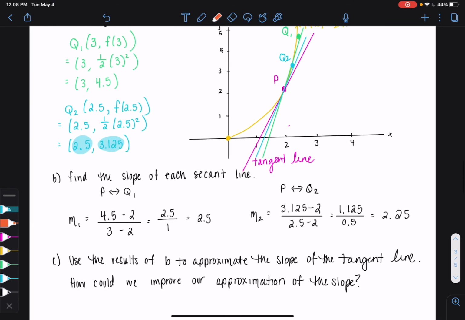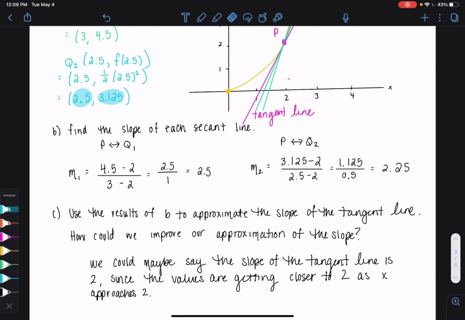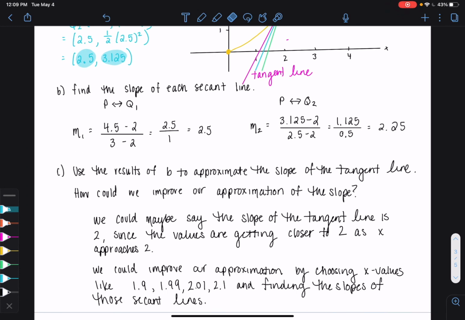Okay. So as we picked a point closer, 3 is a lot further from 2 than 2.5 is. My slope went down from 2.5 to 2.25. I'd imagine if I pick something even closer, it's going to get smaller and smaller. As you see, it's going to drop down. It starts out steep, gets lower. So I would say probably the slope of the tangent line is 2, since those x values are getting closer to 2. But really, we could improve that approximation by picking something even closer. 2.01 is way closer to 2 than 2.5 or 3. Same thing, 1.99. It's on the other side, but that's really close to 2. So we could find the slopes of those secant lines to get a better approximation.